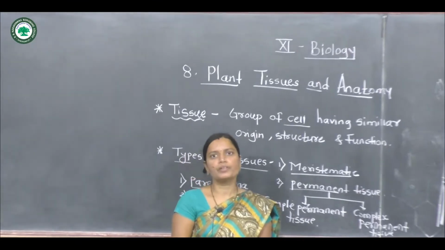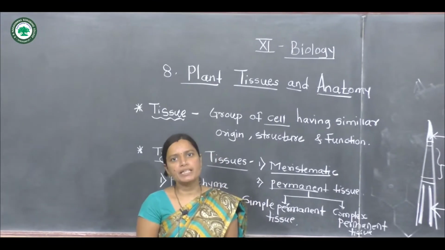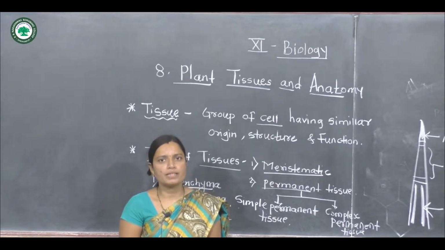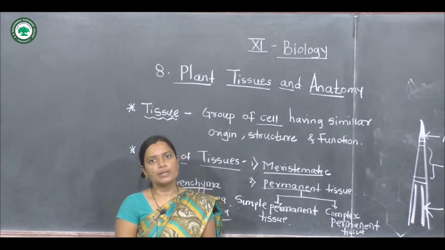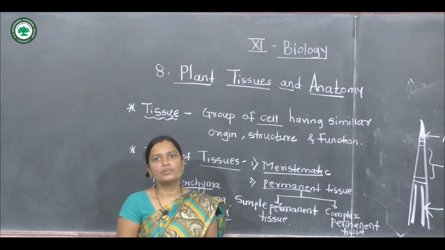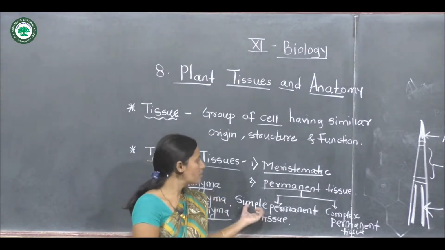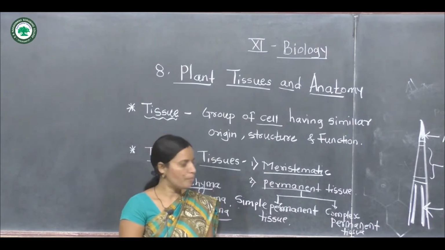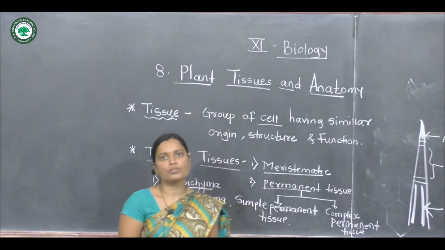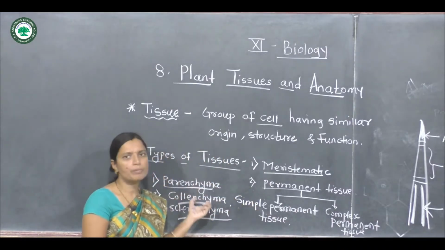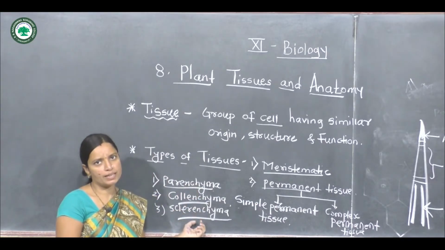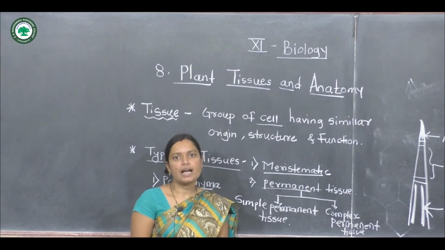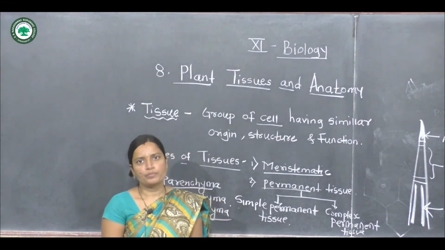Now in this video we discussed the meristem, its characteristics and types in short, and also the permanent tissues, simple permanent tissue and complex permanent tissue. The simple permanent tissue includes the parenchyma, collenchyma and sclerenchyma, and the complex permanent tissue includes xylem and phloem. Now stop here.